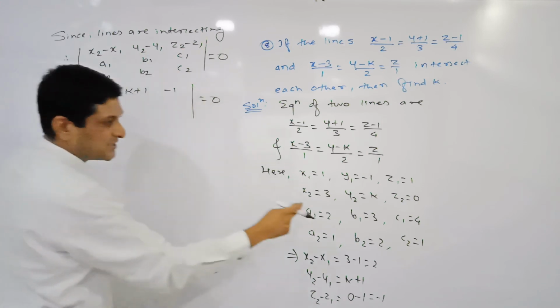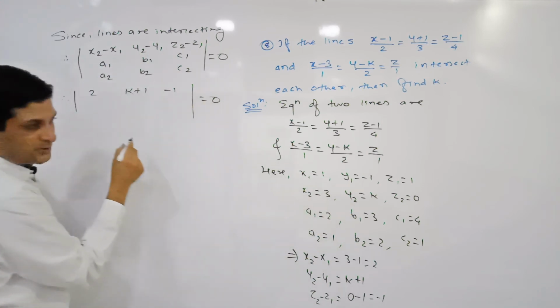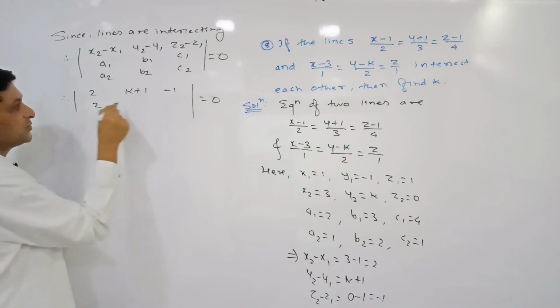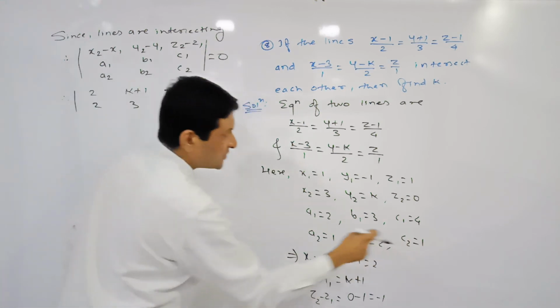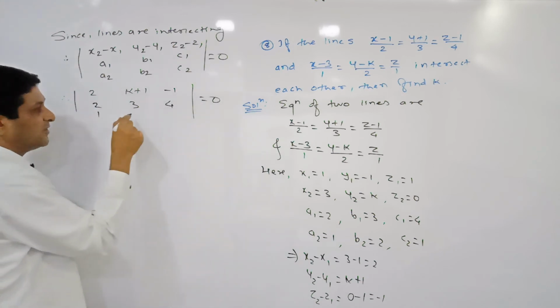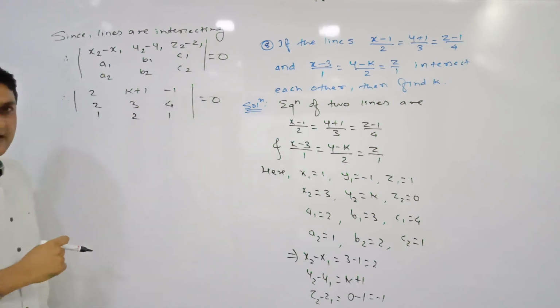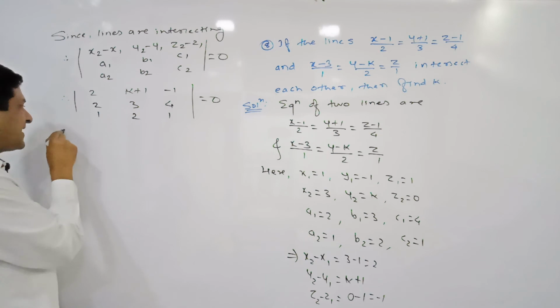For a1, b1, c1, the values are 2, 3, 4, and for a2, b2, c2, the values are 1, 2, 1. Now let us simplify this determinant to find our required value k.